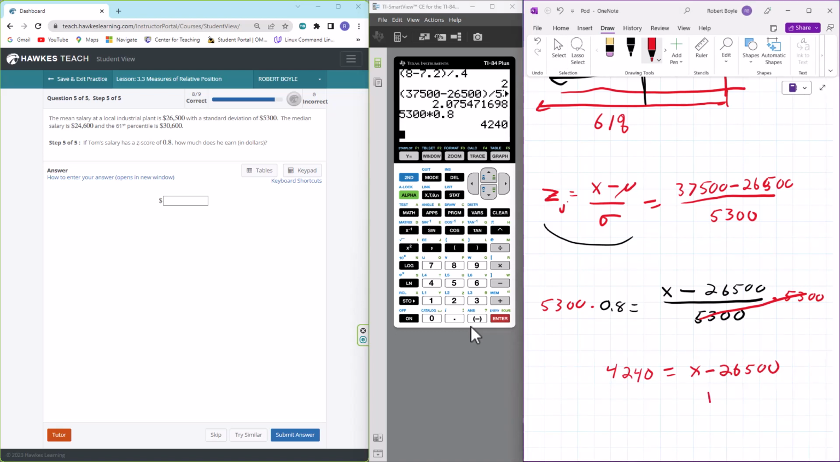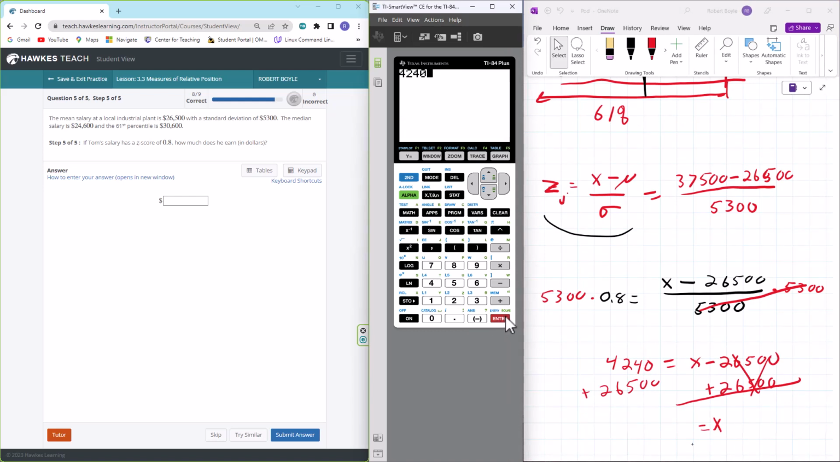Okay, then to solve for x, notice here we have this term, we just got to get rid of it. We can do that by adding 26,500 to both sides. Remember, whatever you do to one side, you have to do to the other. These will cancel. All we have over here is x. That'll be equal to 4,240 plus 26,500. And that will give us $30,740, which I'm hoping is going to be the answer. 30,740. Okay, let's go ahead and see if that's right. 30,740, and there you go.